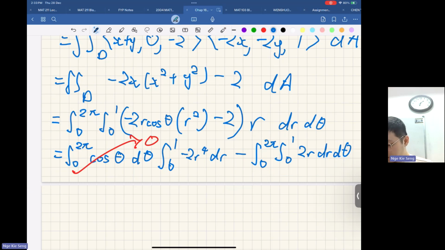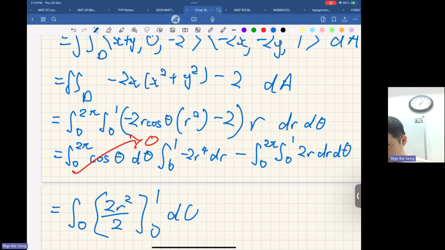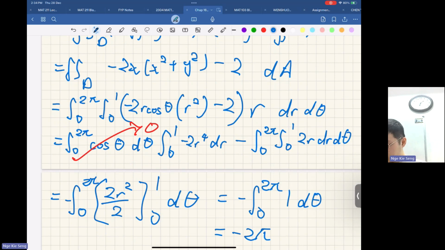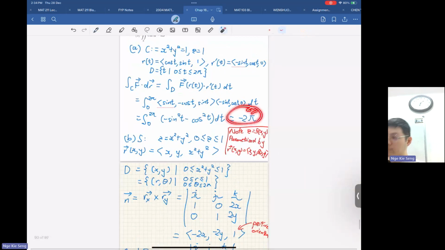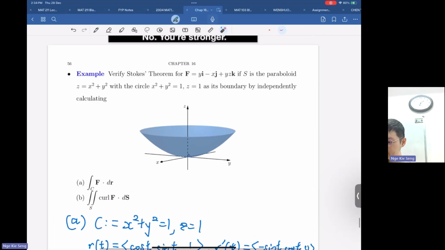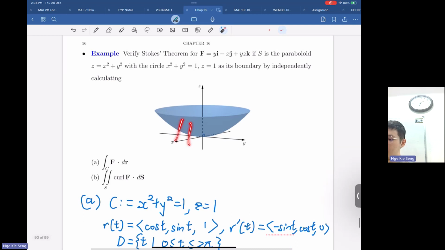Something will be contributed by this minus 2r here. So what's this one? After you integrate with respect to r, you get r squared over 2 from 0 to 1, and then d theta. Then you get 1, and then you will get minus 2 pi. Previously we also got minus 2 pi, so they agree. So meaning what? The vector field doing the rotational job is equal to the magnetic flux experienced by the surface it bounds.